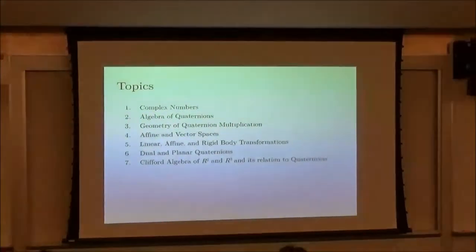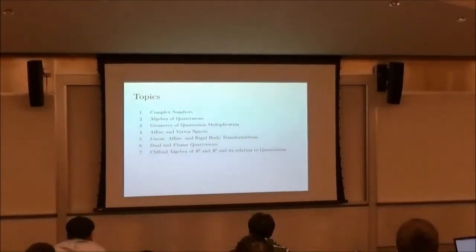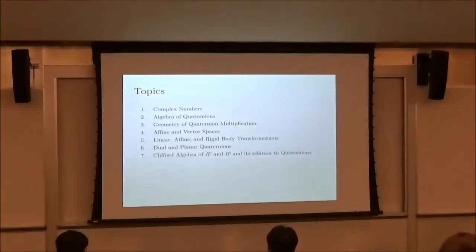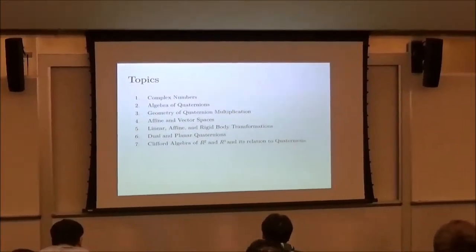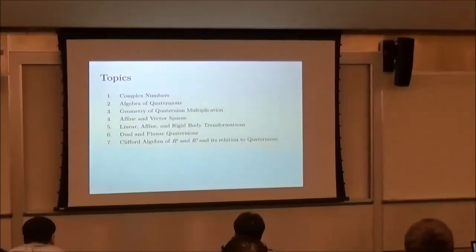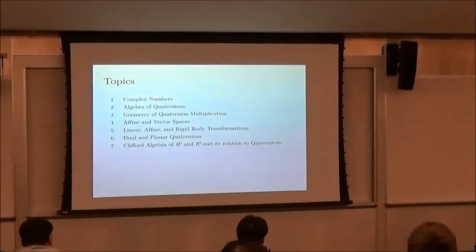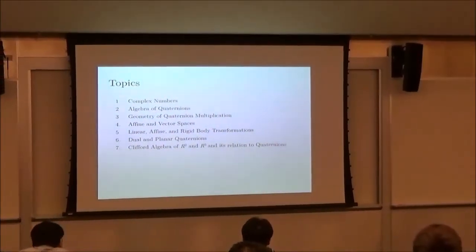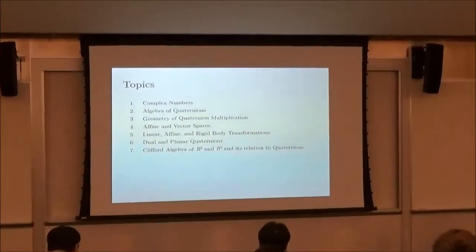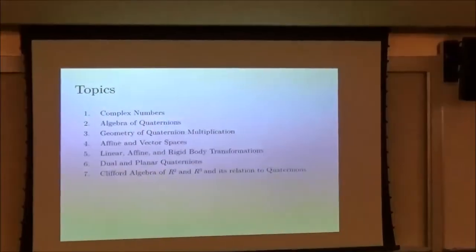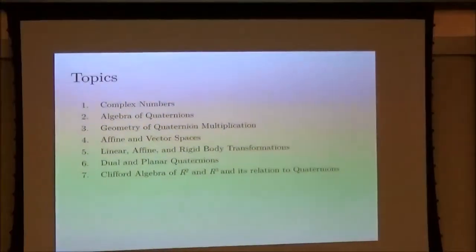People will talk about affine spaces and they will assume that you know it. So let this be the class where you learn about affine spaces, why they're important, how we distinguish between points and vectors, and why that distinction is important. Transformations: linear transformation, affine transformation, rigid body transformation. We'll also have projective transformation, but I'm not going to discuss that. And then we will talk about dual quaternions.